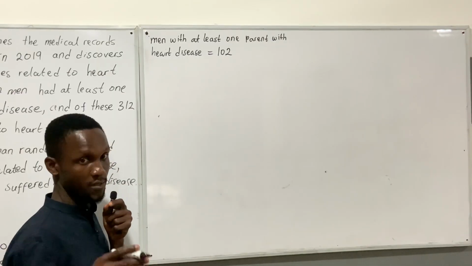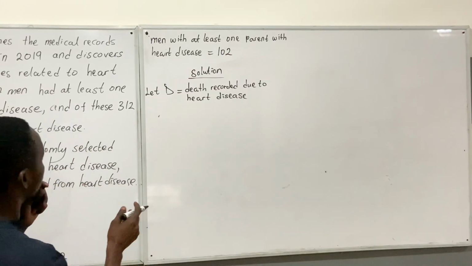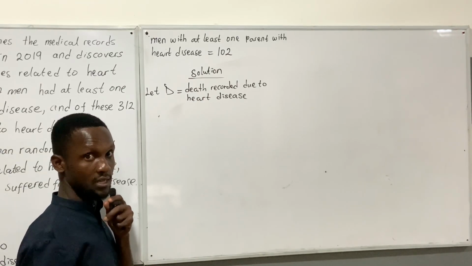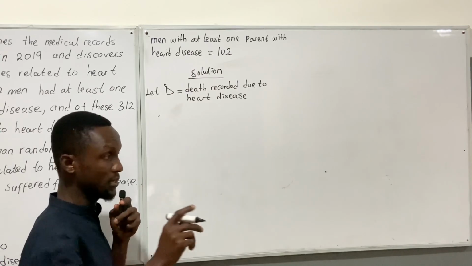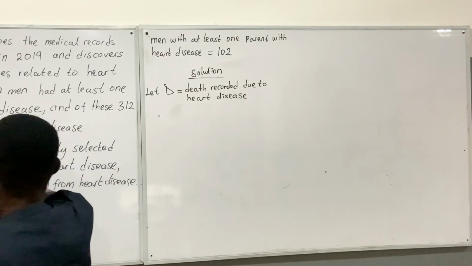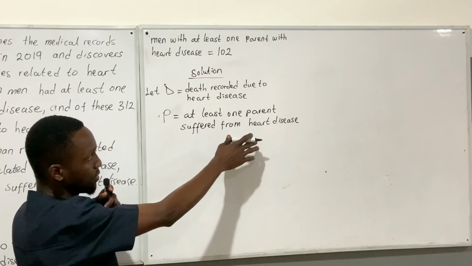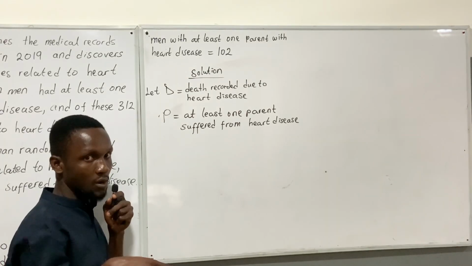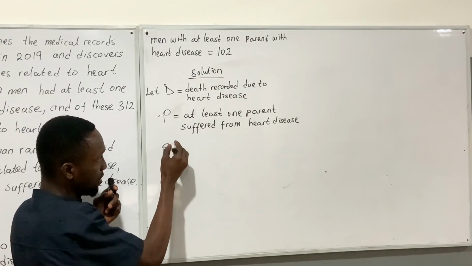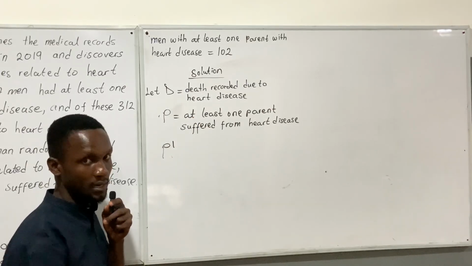So let D be death recorded due to heart disease. Then the next letter we can use is P. So let's use P to represent at least one parent suffering from heart disease. We said at least one parent suffered from heart disease. So now, as P represents the parent with heart disease, let's talk about P complement. P1 or PC is the same thing. I prefer using P1. So P1 here is P complement.